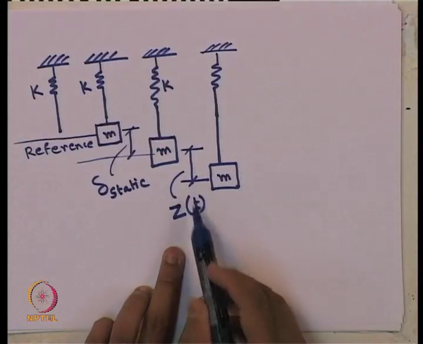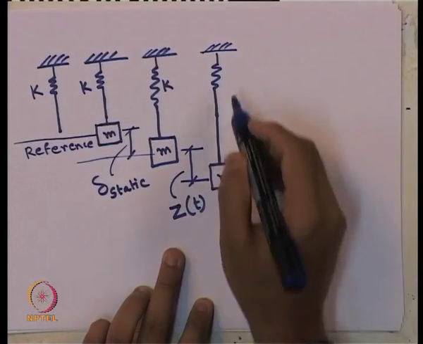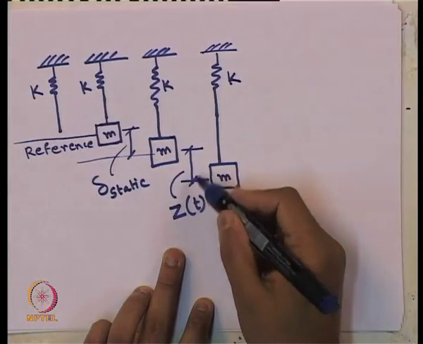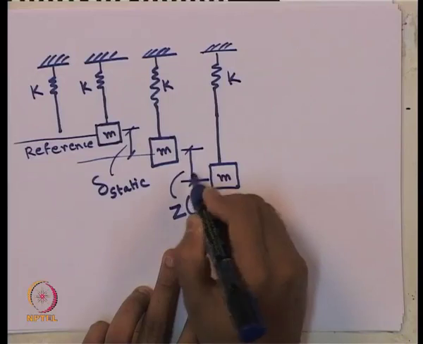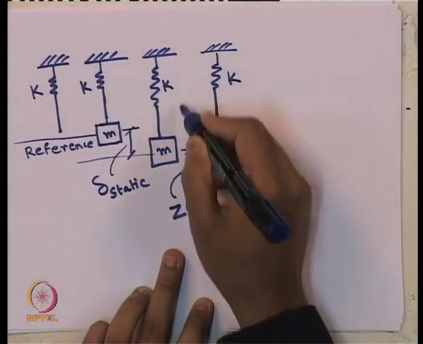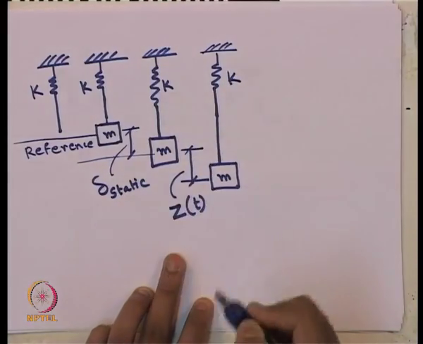So, this is the single degree of freedom we are considering, because at any point of time this z of t, in one instance it will come down, in another instance it will go up. So, about this line it is vibrating.